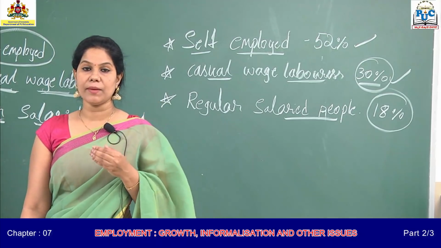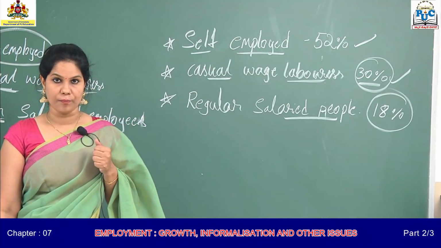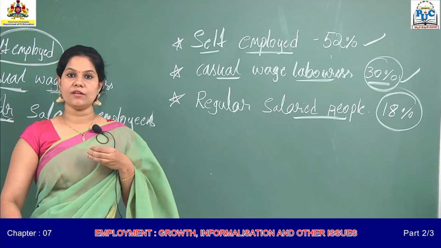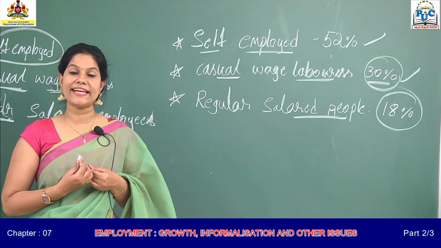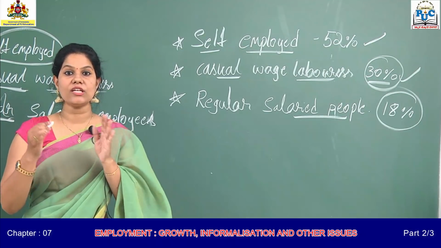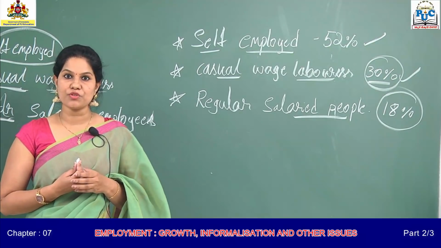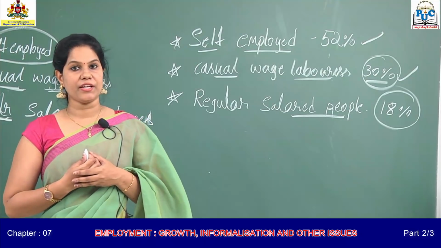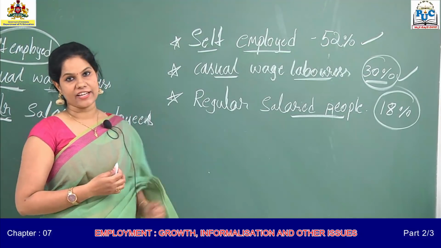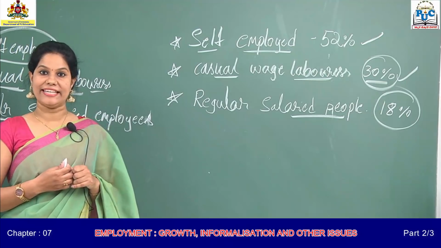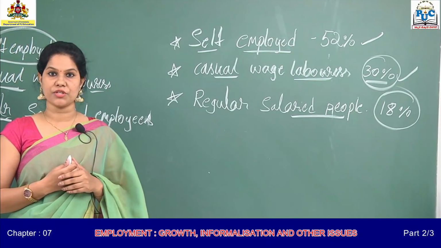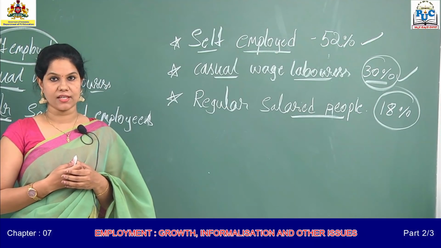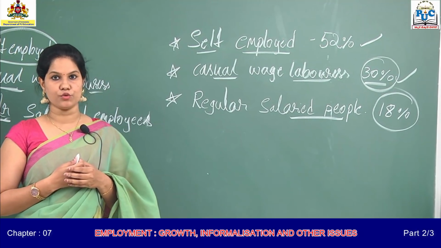That means these are the people who are secure in their job: in salary, in the agreement, they are really very secure. That is regular salaried people, and their contribution is only 18%. That means only 18% of the people are dependent on regular salaried jobs. That is really very low, which is not good for a country's development. At the same time, social security will be less. But we'll talk about this in future topics.